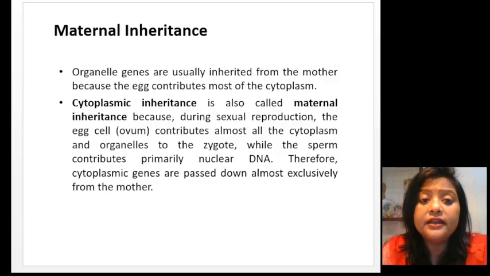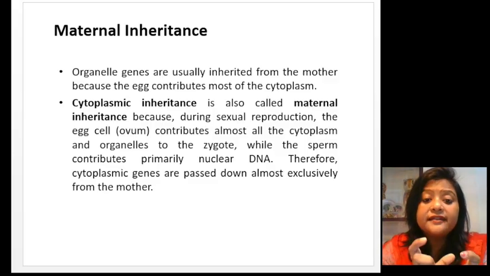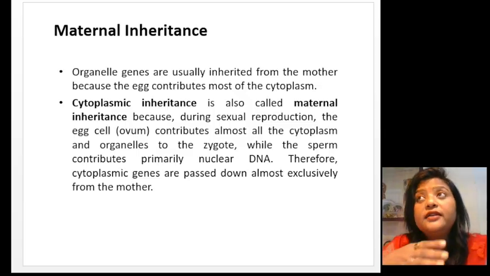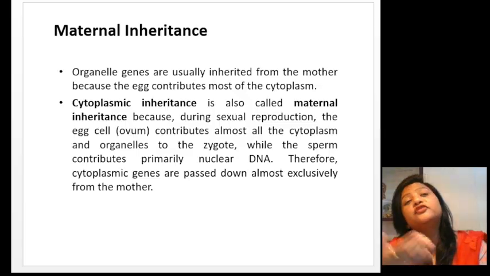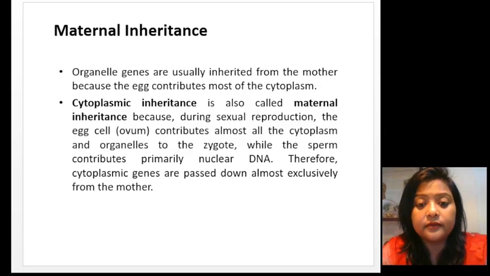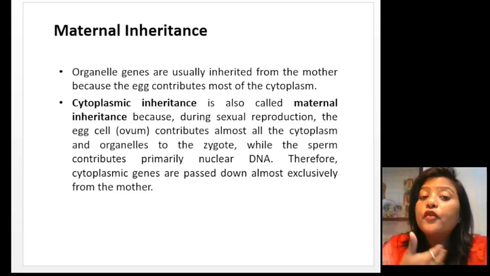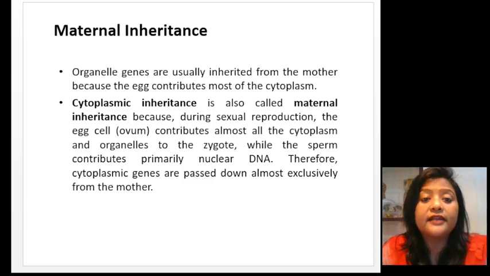But here what is happening? The egg cell, which contains the cytoplasm, will transfer the entire cytoplasm to the zygote. And the cytoplasm has organelles. So along with the cytoplasm, all the organelles from the egg cell will be transferred to the zygote.